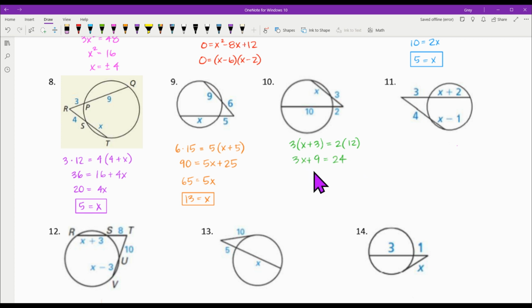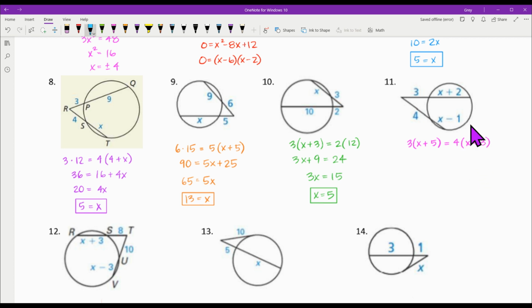Subtract your 9, 3x equals 15, and then I have x equal to 5. All right, number 11. Outside is 3. The whole thing is x. It's 3 plus x plus 2. Well, that's x plus 5. Outside is 4. The whole thing is 4 plus x minus 1, which is x plus 3.